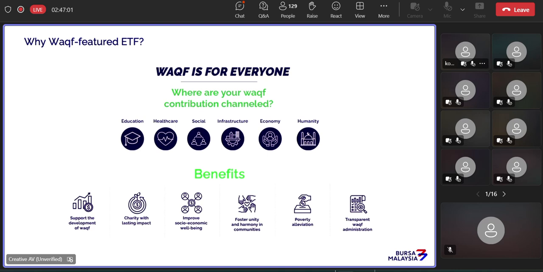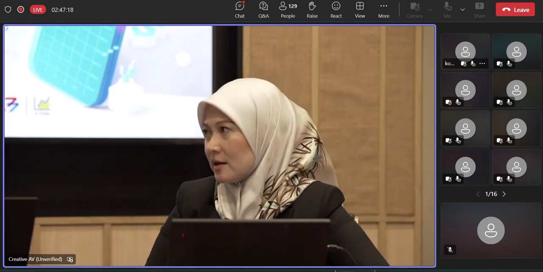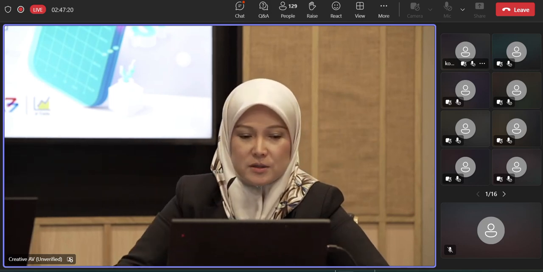And it's good because when something like a Wakaf featured ETF is listed on the exchange, you have the prospectus. Everything is disclosed on Bursa Malaysia. There's an announcement on the website when it comes to income distribution. So it is very transparent Wakaf administration. So it's very, very good.